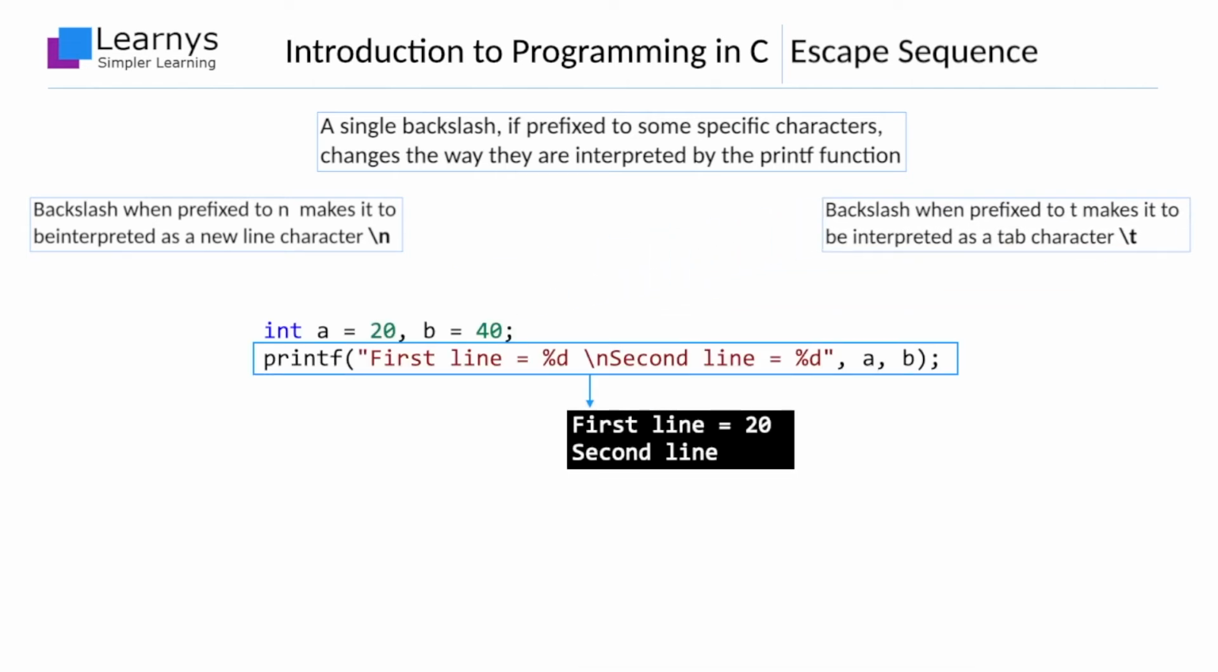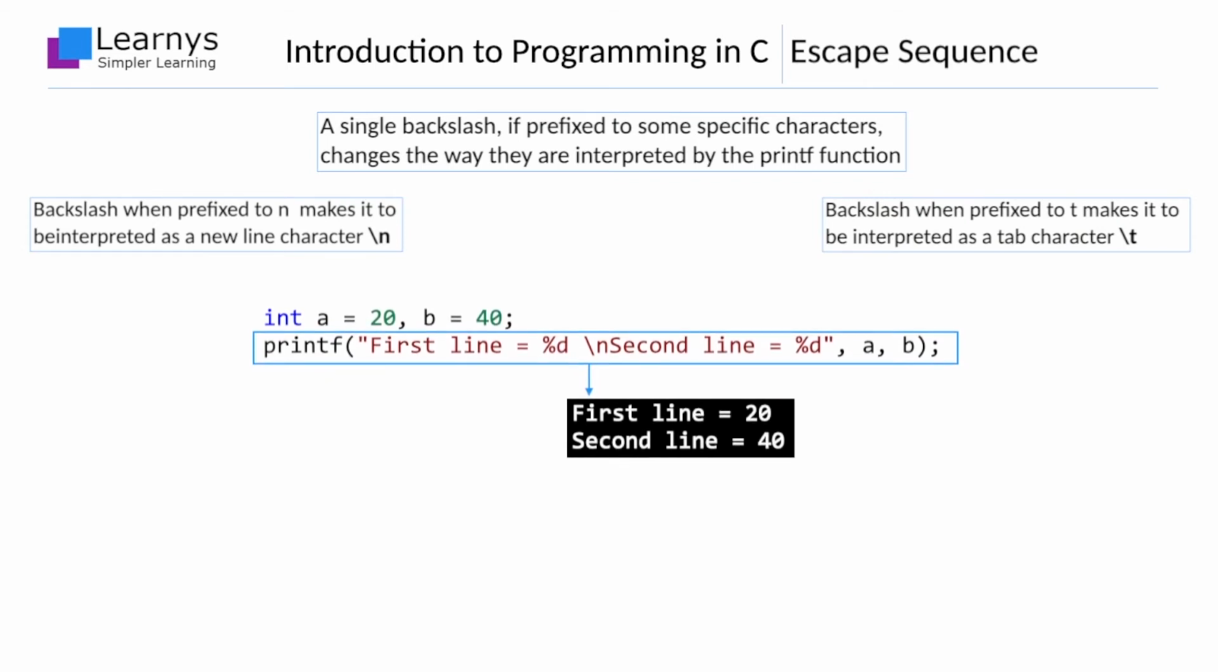The formatter sequence in this print statement will be interpreted in the usual way, except that backslash n appearing in it will not be interpreted as a simple combination of backslash followed by the character n. Rather, this combination will be interpreted as a new line character. This will make the printf function break the formatter sentence into two lines from the point where the backslash n appeared. And you will see first line is equals to 20 getting printed on the first line and second line is equals to 40 getting printed on the second line.